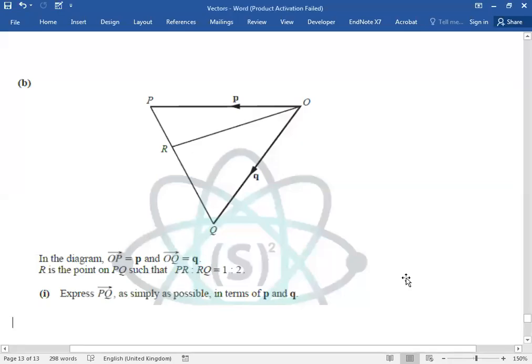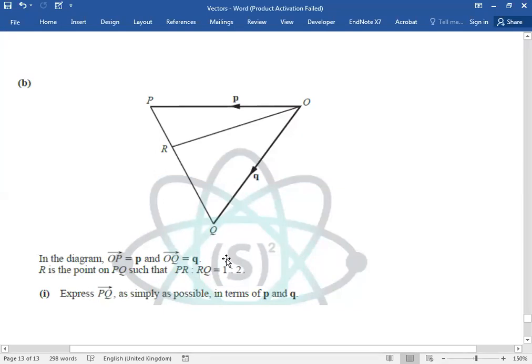Past paper questions for vectors. In the diagram, OP is P and OQ is Q. R is a point on PQ such that PR ratio RQ is 1:2. What does that mean? If PR is 1, RQ is 2. So can I say PR is 1/3 of the total and RQ is 2/3 of the total, right?